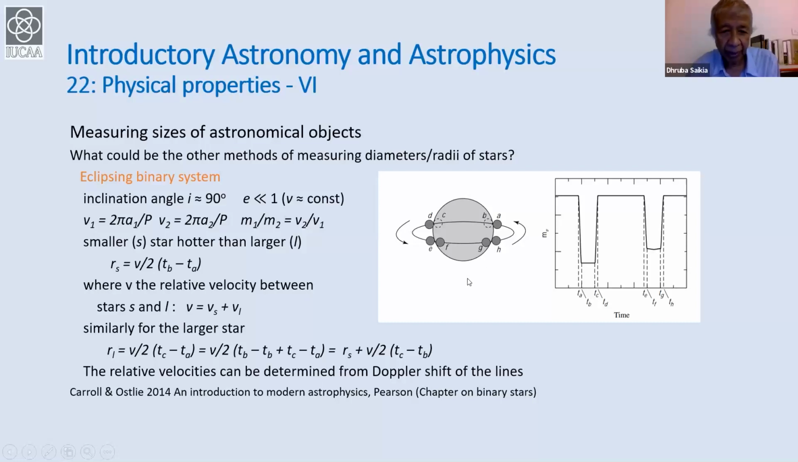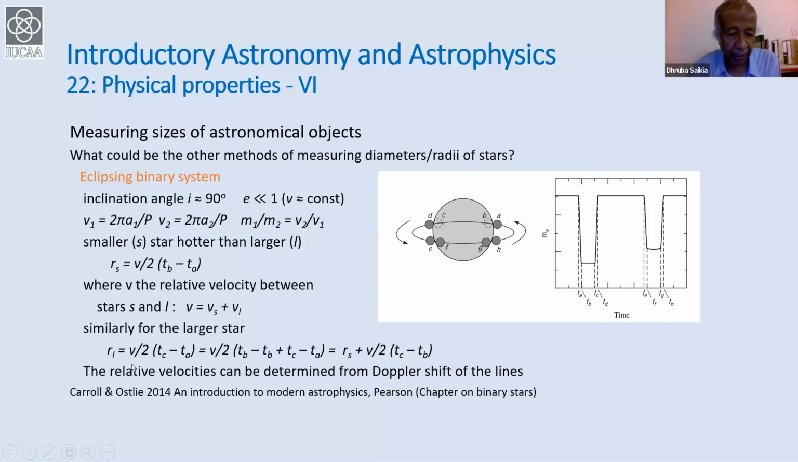And similarly for the larger star, you can go and determine what is the diameter of the larger star. You can determine it from the time when it is just entering to when it is just about to come out, because this is the length and that is the diameter of the bigger star.